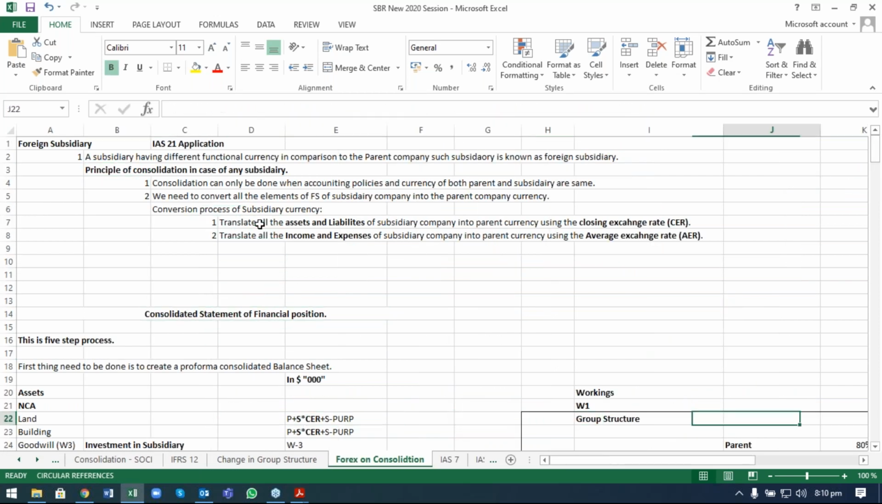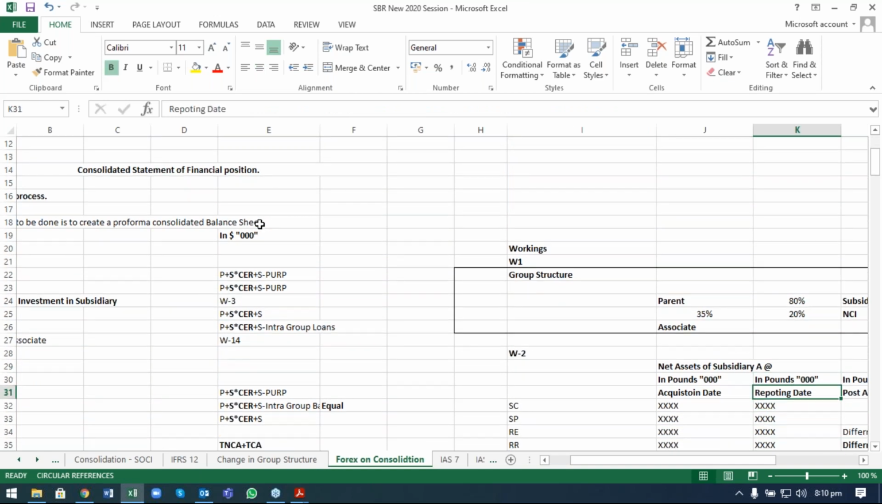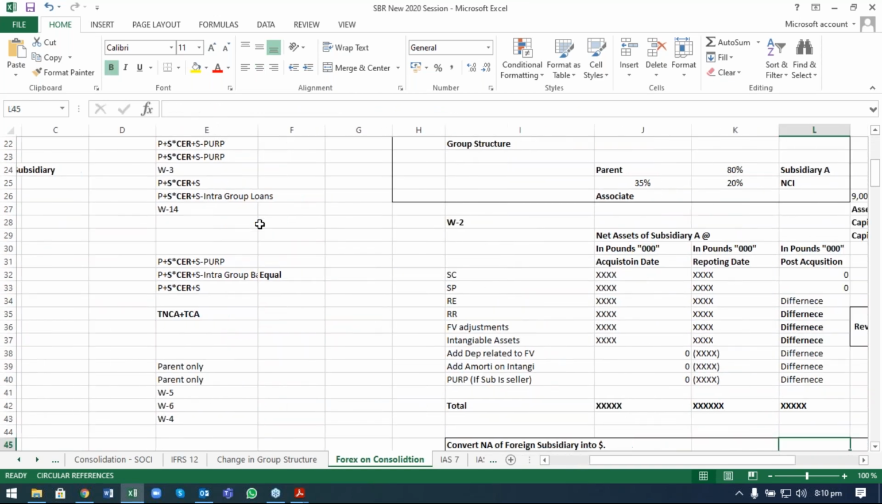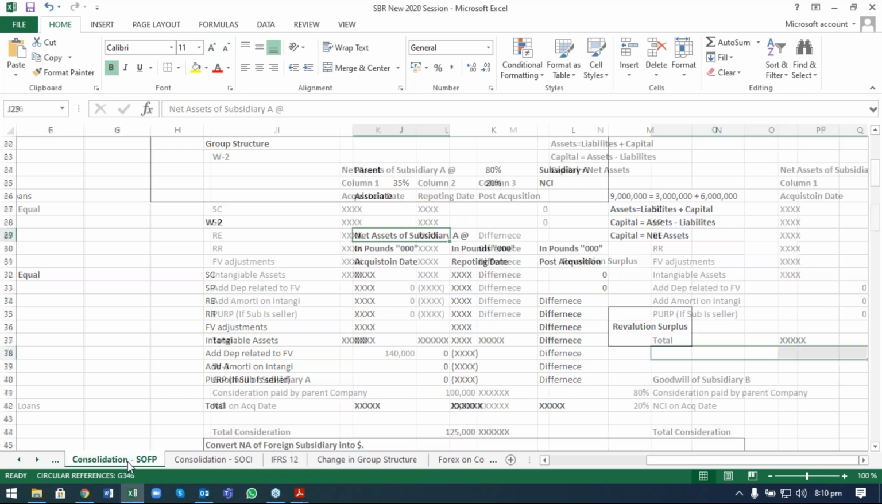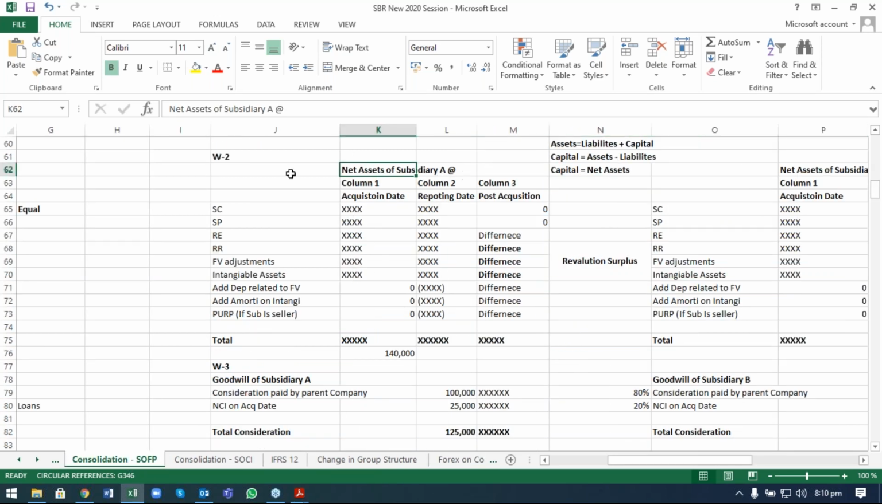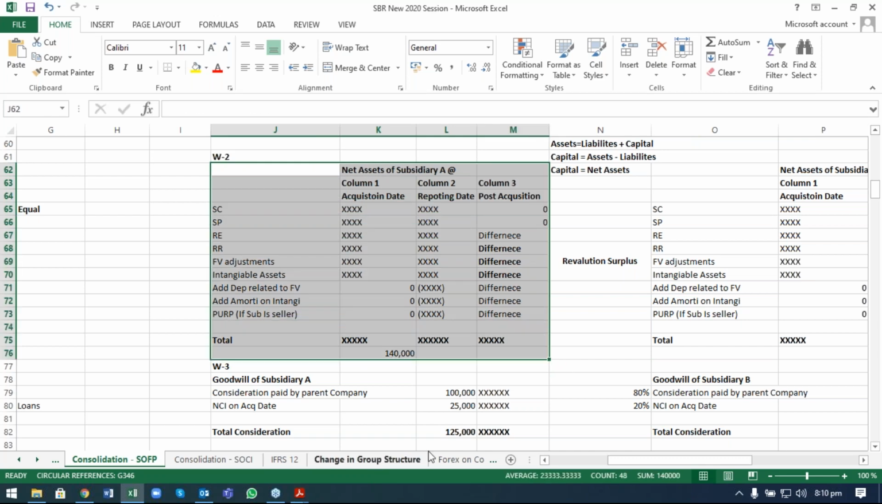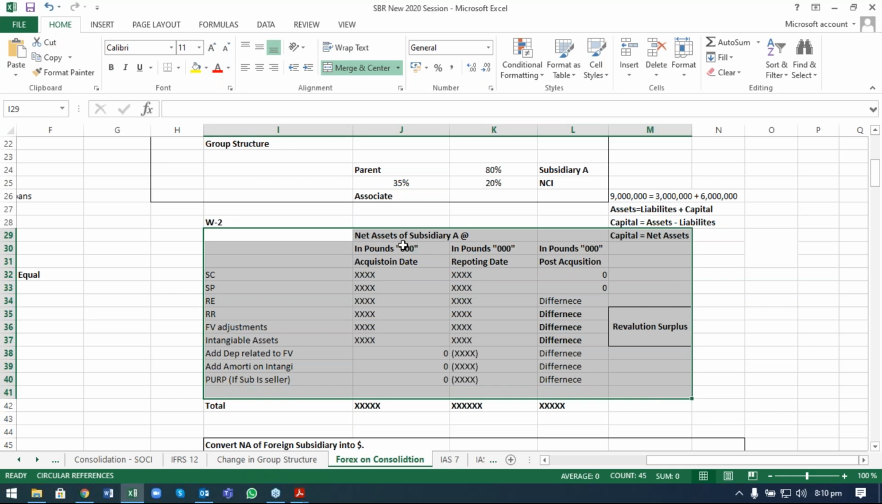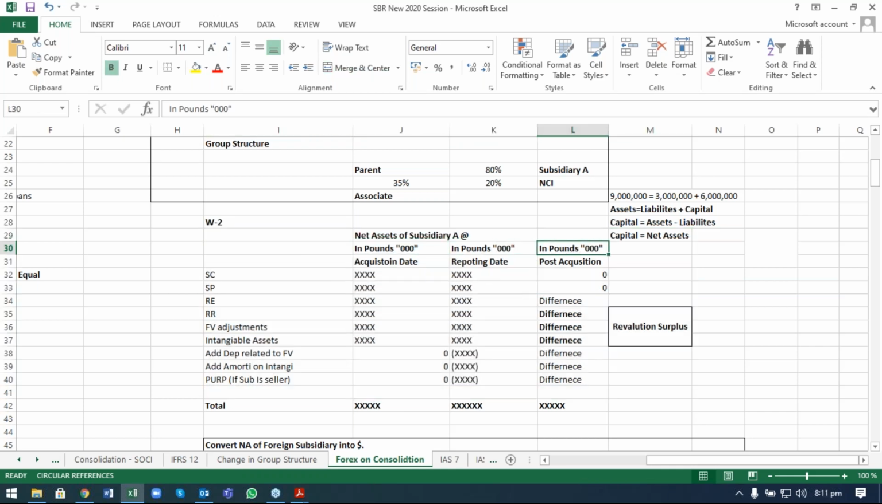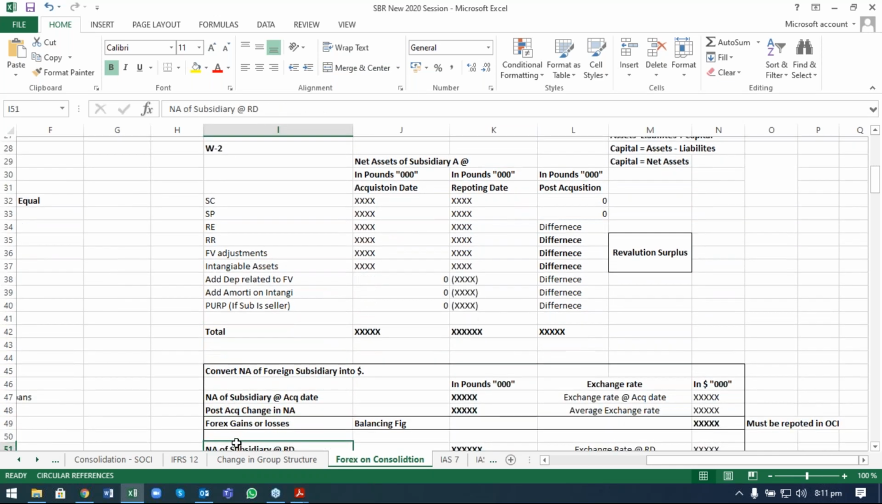So you have performed working number 2. I have taken the same data from the previous example. Suppose subsidiary A is a foreign subsidiary. It's the same idea. This is the statement of financial position, and this is the net assets of subsidiary A. The data provided within the subsidiary is in pounds, and the functional currency of the parent is dollars. So we need to convert the net assets of the foreign subsidiary into dollars.